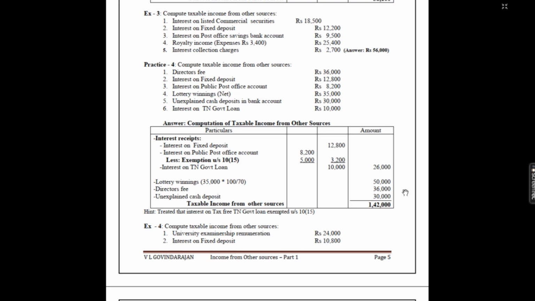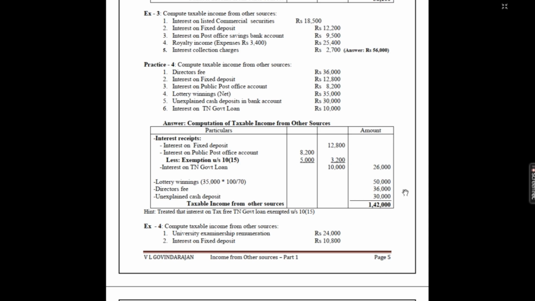It is a net amount. While computing taxable income from other sources, we have to add the TDS along with this net, so we have to show only the gross amount. Grossing up means adding the TDS amount with the net amount received. In short, net plus the TDS is called gross. You have to show only the gross amount here. Next, unexplained cash deposit in bank account is fully taxable. Interest on TN government loan, that's all. It is also fully taxable.